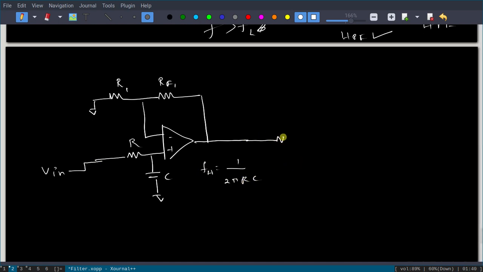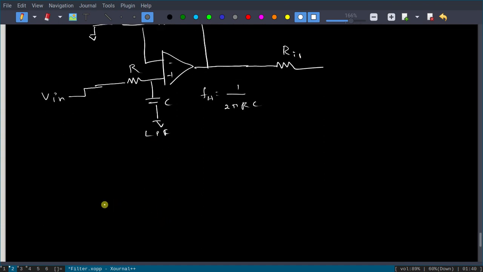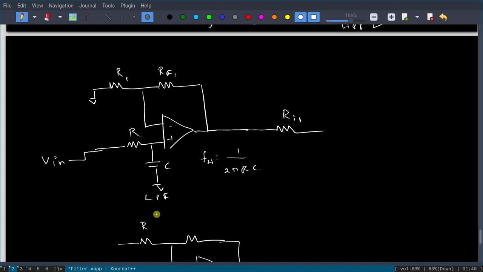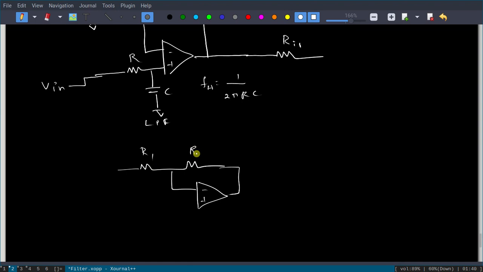Now we have to add this one, I will call it RI1, and one more we have to add. This is the LPF. Now we will see one HPF. Again we use an op-amp, and we use the same gain, so R1 and RF1 only, with ground, and here you have to use a high pass filter.